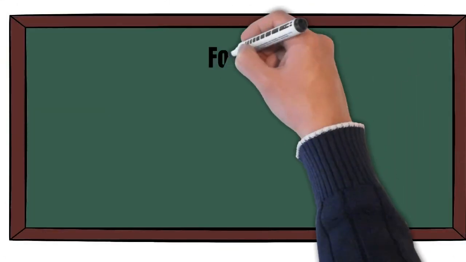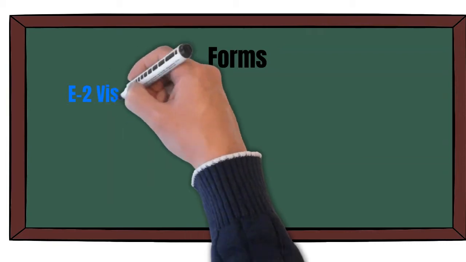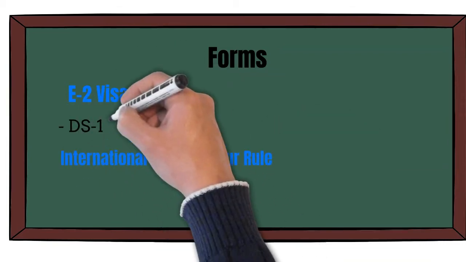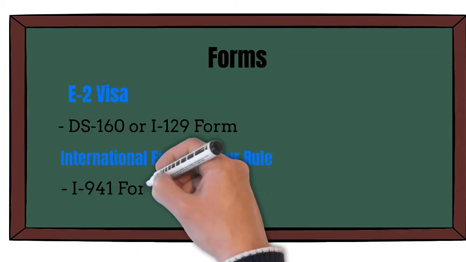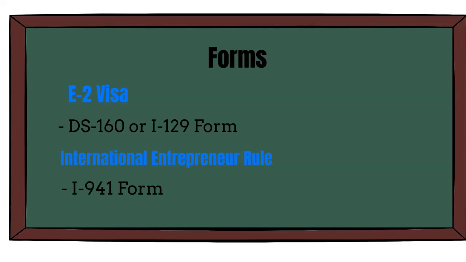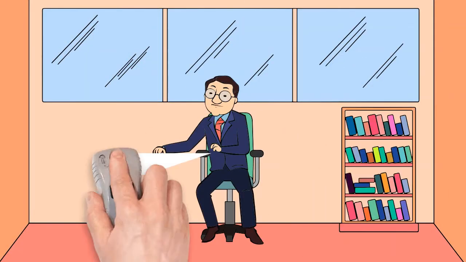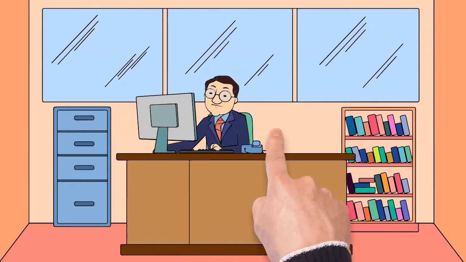What forms must be filed? For the E-2 visa, a DS-160 or an I-129 must be submitted. The International Entrepreneur Rule requires a Form I-941. What are the levels of complexity for each visa process? Both are moderate in complexity.